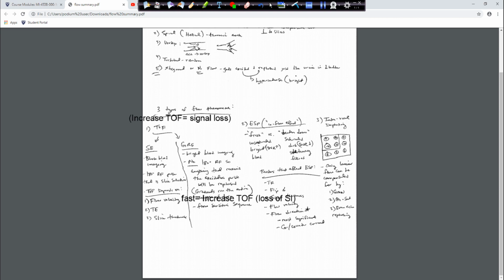Okay? And then our TE. Remember, our TE is timed by our 180-degree refocusing pulse, because 1/2 of TE is tau, which is from the 90 to the 180, and then the other tau is from the 180 to when we're reading the signal. So if we increase our TE, what happens to our time of flight?